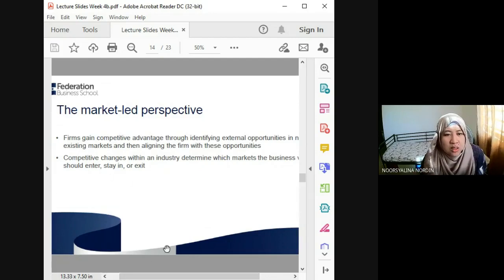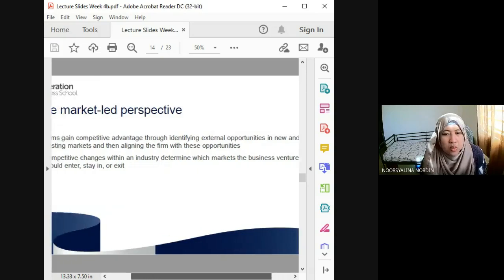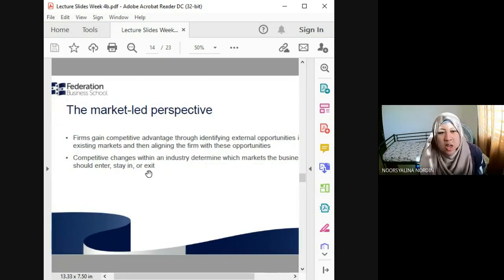And then the competitive changes within an industry determine which market the business should enter, stay in, or exit. If you are the newcomer trying to beat another rival, and you feel you have maybe a 30% chance, you can be safe in this competition. So you should decide whether to stay in, exit, or enter. If you feel it is 50-50, or maybe 70-30, you should enter now. So you know which part it is you should test.